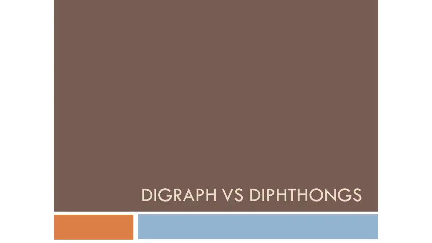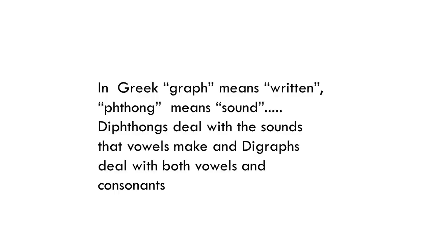And then you can ask the question, what is the difference between digraphs and diphthongs? Many of us think that both are the same. No, that's wrong. It's entirely a wrong opinion. In Greek, graph means written, and phthong means sound. So a digraph is two letters combined, whereas a diphthong is two sounds combined.